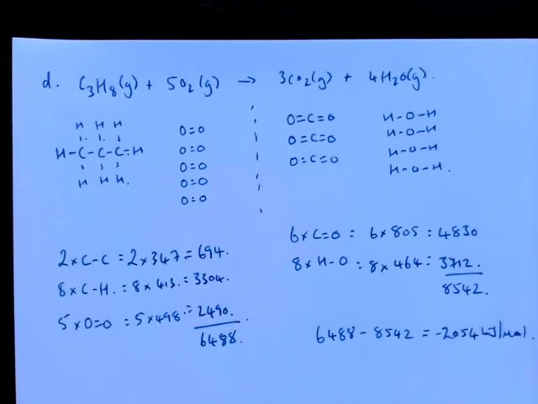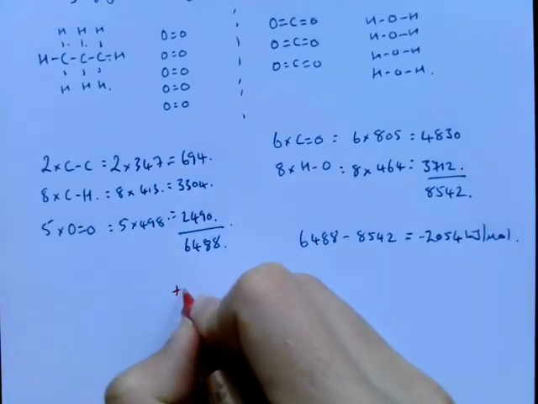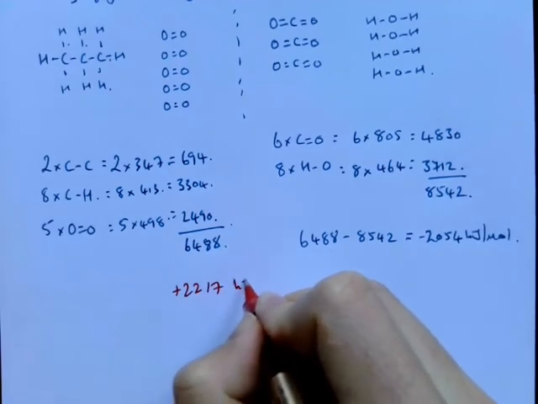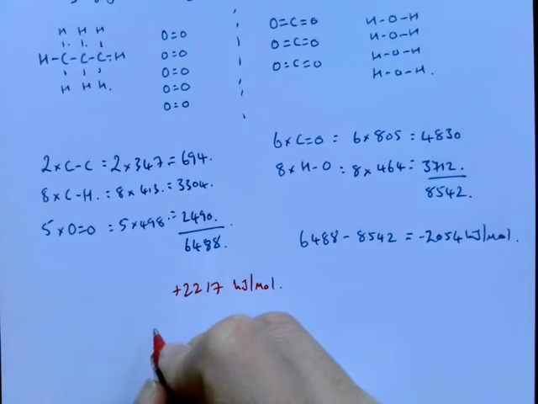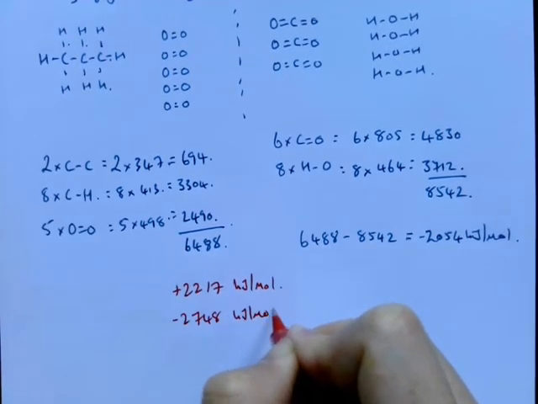All right, so there were a few wrong answers for this one. Some people chose plus 2217 kilojoules per mole, and some people chose minus 2748 kilojoules per mole.